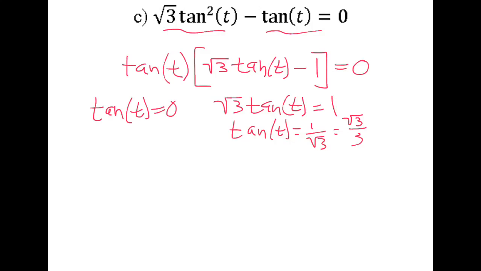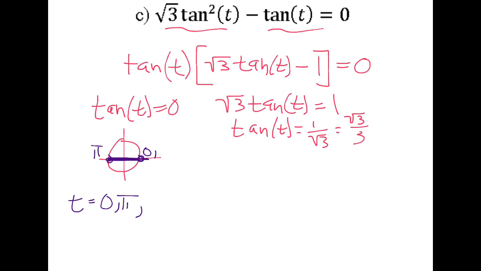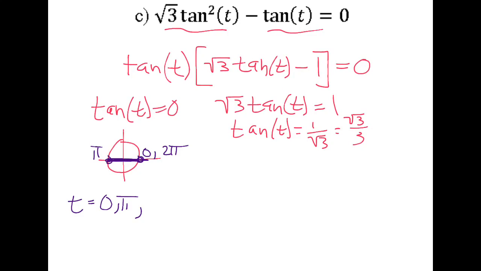And so now we just have the questions, when is tangent equal to 0? We'll draw your little unit circle. Tangent is the slope. Slope of 0 means we're dealing with a horizontal line. So that would give us that point right there for t equals 0. It will also give us that point right there for pi. And then also we know that 0 is equivalent to 2 pi. So we need to include that as a solution as well.